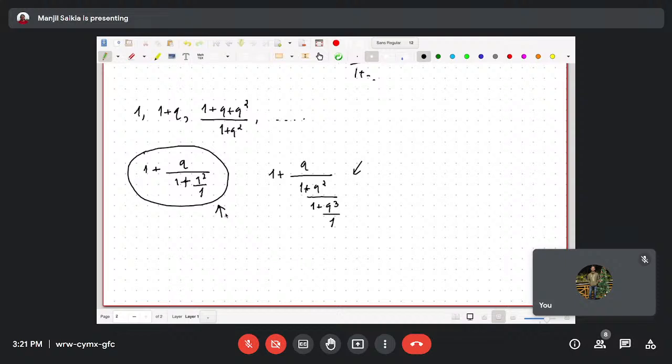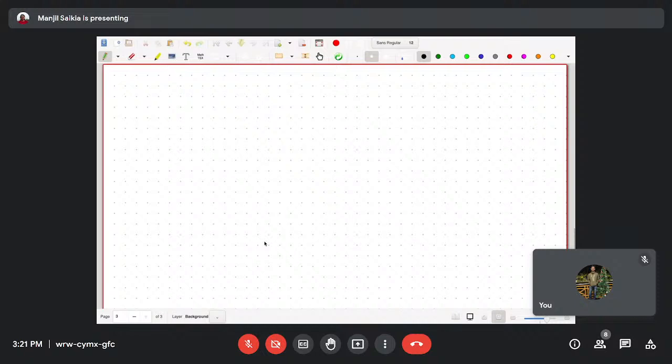But the powers of q are not really right, you see, because here there is an extra q. So we cannot really use that. We need to adjust this by adding some more parameters into the continued fraction. And I'm going to add a new parameter, which will be z. And I'm going to denote this continued fraction as c of z, q.